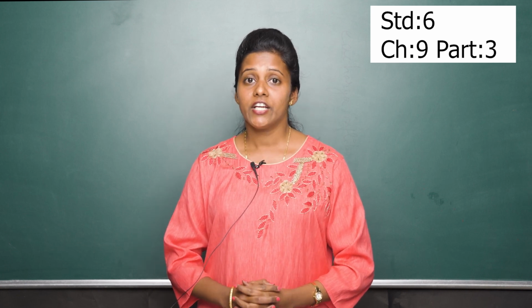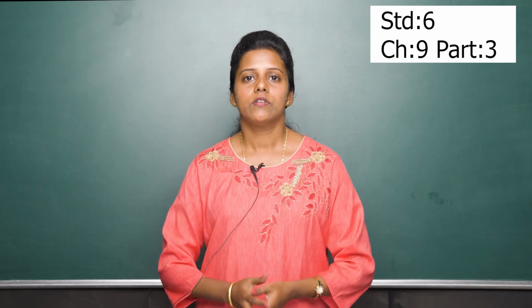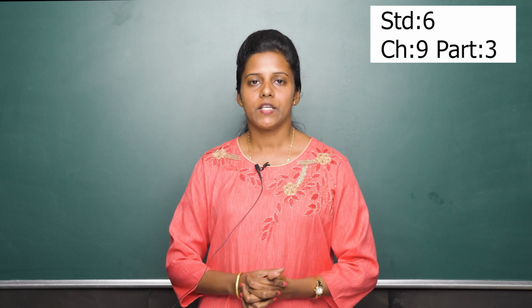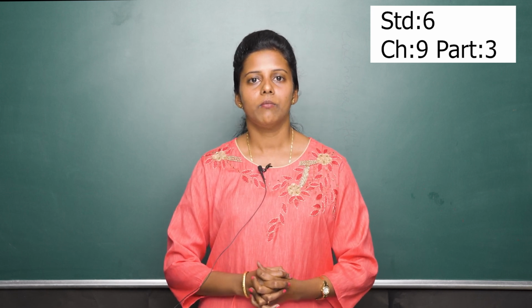Students, here is one activity for you. Collect information regarding liking of different pets among your 28 classmates and represent it in the form of a bar graph. For example, some of the pets that you can include are rabbit, dog, cat, goldfish. Follow the same steps as in the previous example, as I have explained, and prepare your bar graph.